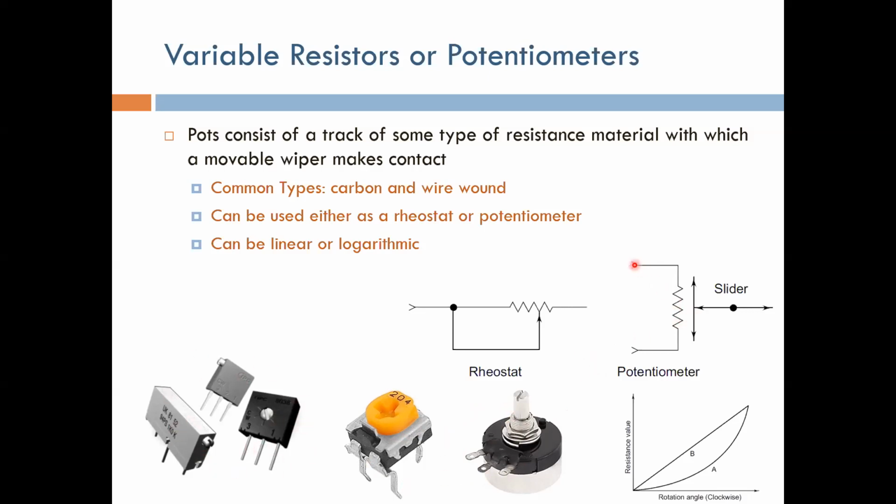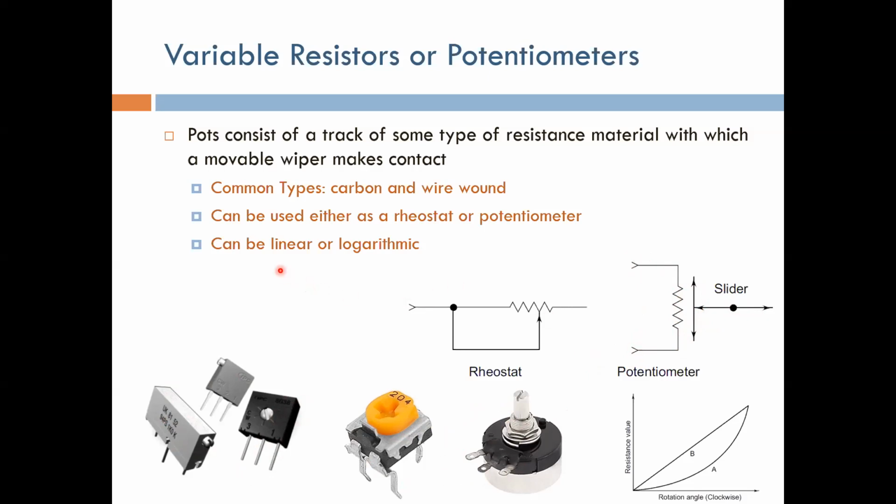So basically, you have the two main leads, and the resistance between these two main leads is exactly the same because it's a full resistance. And depending on the position of the slider here, you will have different values of your resistance between this and this, or this and that.